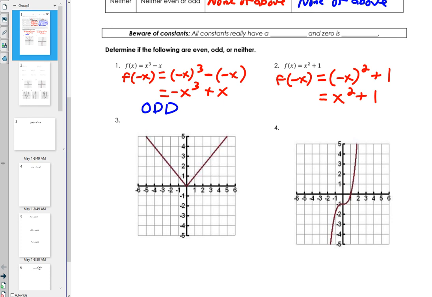How does my new function compare to the original one? They are exactly the same. And because they're exactly the same, what does that tell you about the function? It is even. Even Steven.